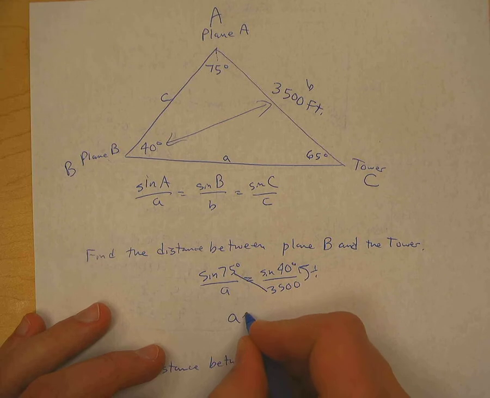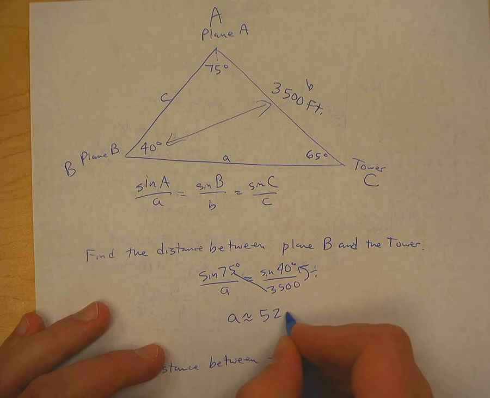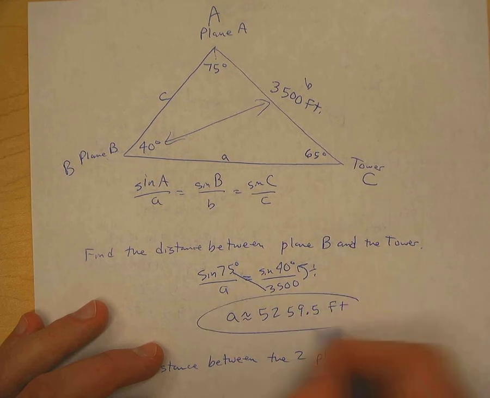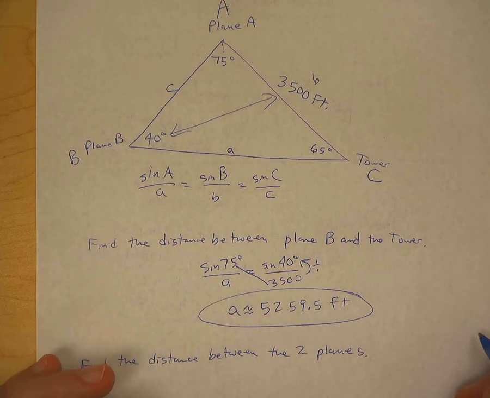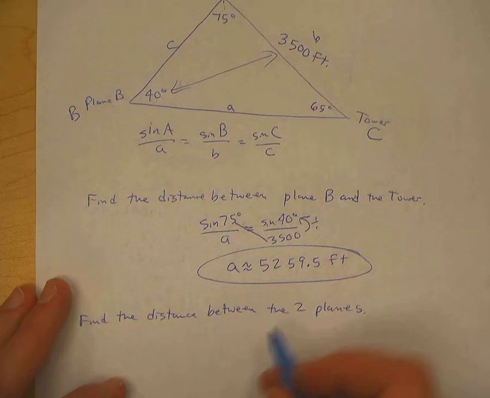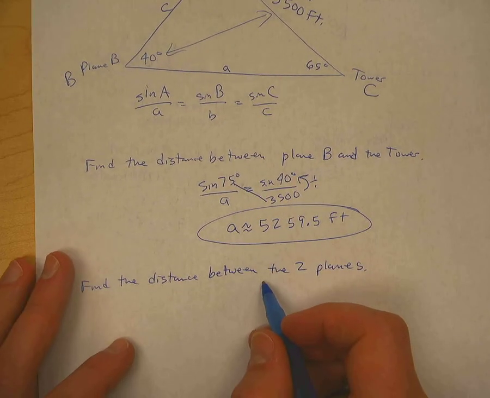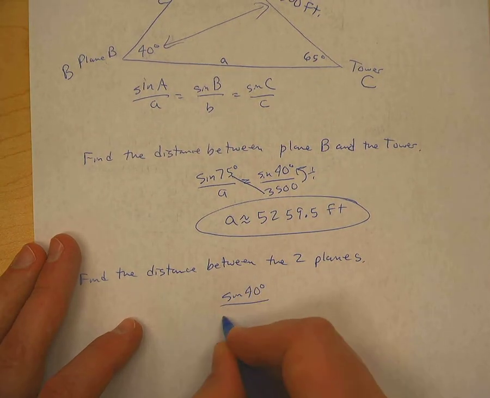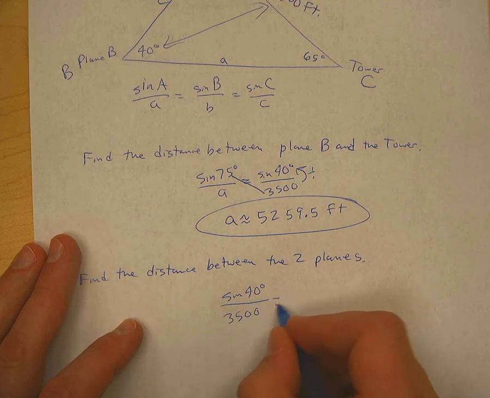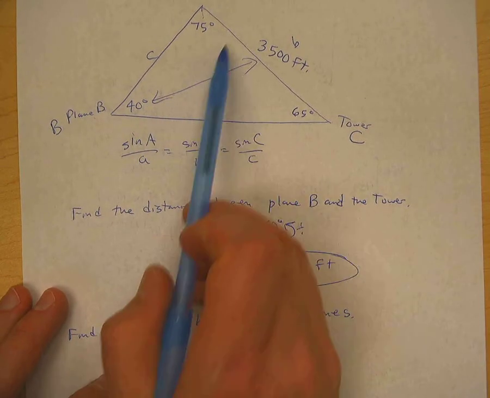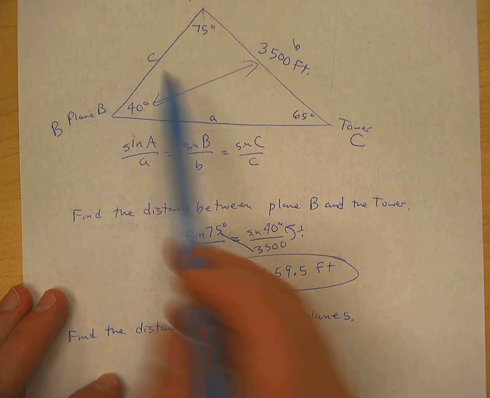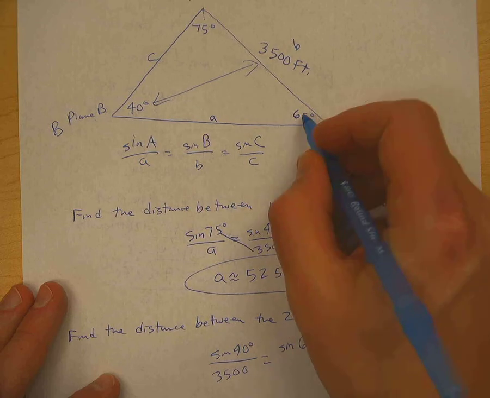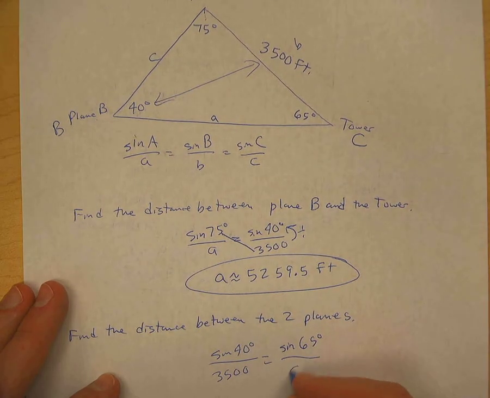And I get a is approximately 5,259.5 feet, the length between those two towers. All right. Next, I'm still going to use my b's here. I'm going to take the sine of 40 over 3,500 equals, now I want to figure out the distance between the two planes. I want to figure this one out. Equals the sine of 65, which is across from the side I want to get, over c.